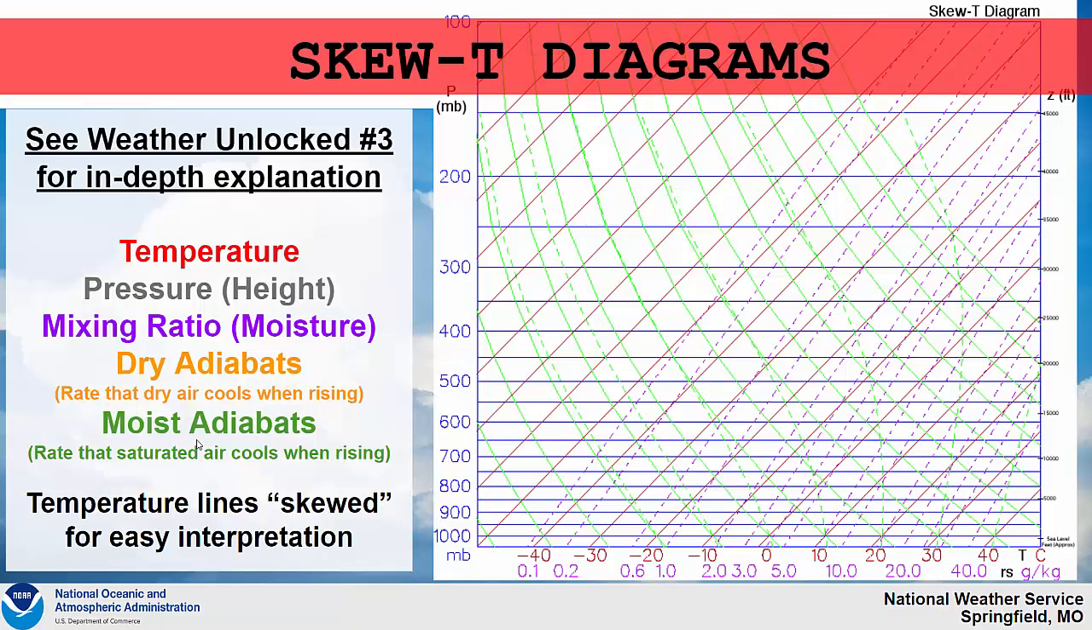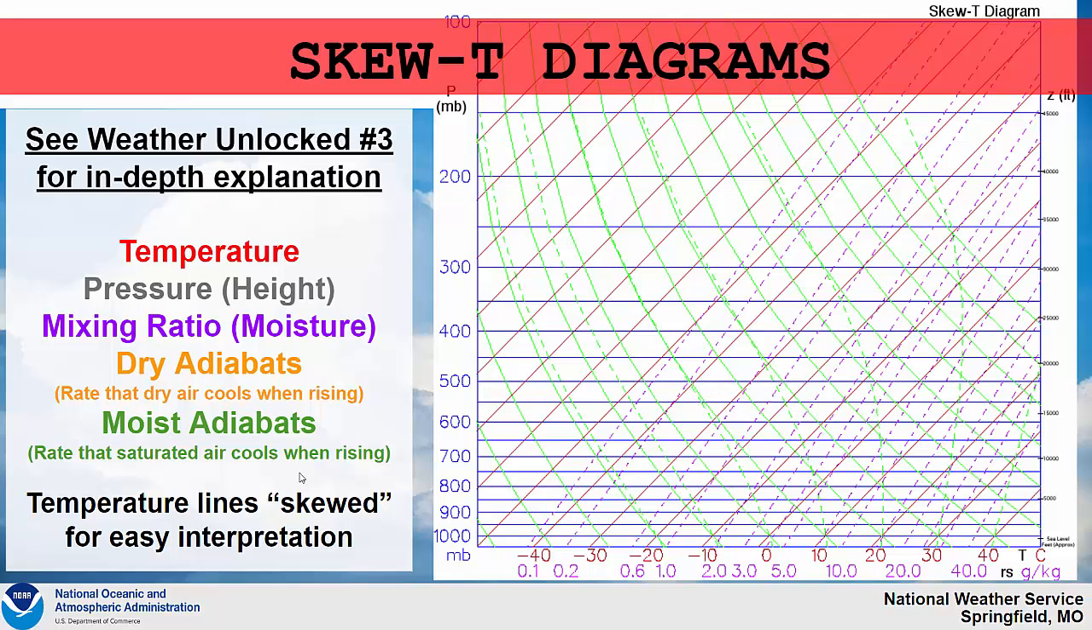So in order to determine instability, we need to see what the temperature and moisture profile looks like through the atmosphere. We do that by plotting our weather balloon data on what's called a Skew-T diagram. I'm going to explain these rather quickly, but we have a much more in-depth video on this way back in our third Weather Unlocked video, so please refer to that video if you'd like even more information.